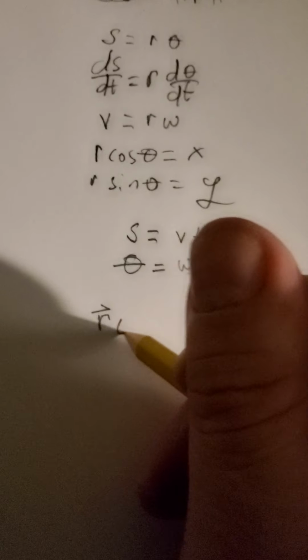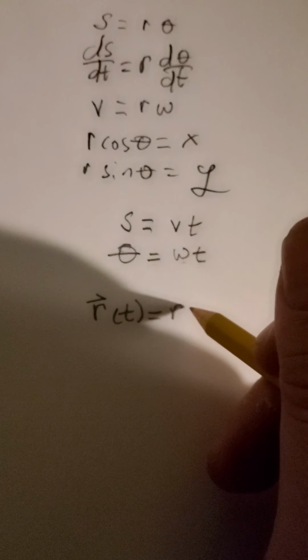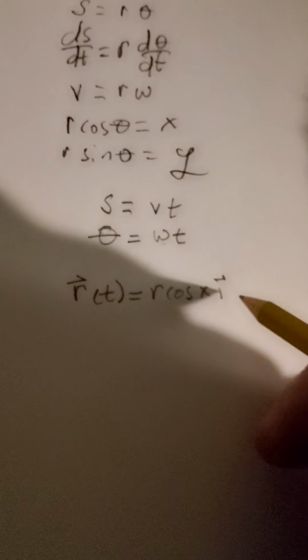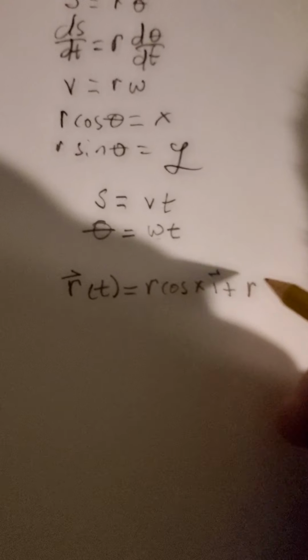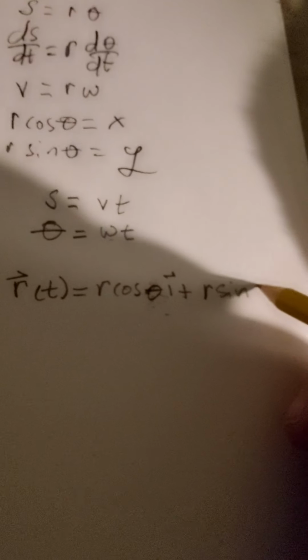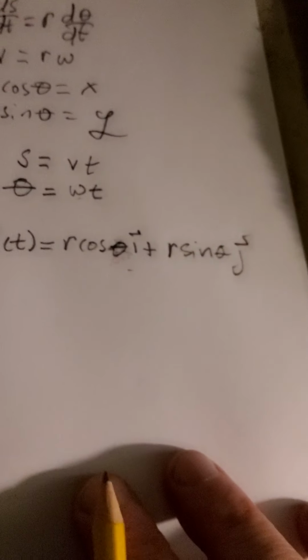Call this vector r of t equals the scalar r cosine, sorry, that's not x, that's theta. That would represent x. So r cosine theta equals x, r sine theta equals y, like that. Okay, clear cut, right? See where I'm getting at?